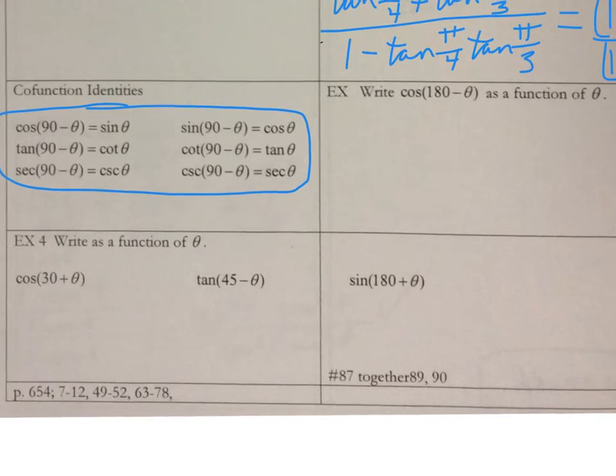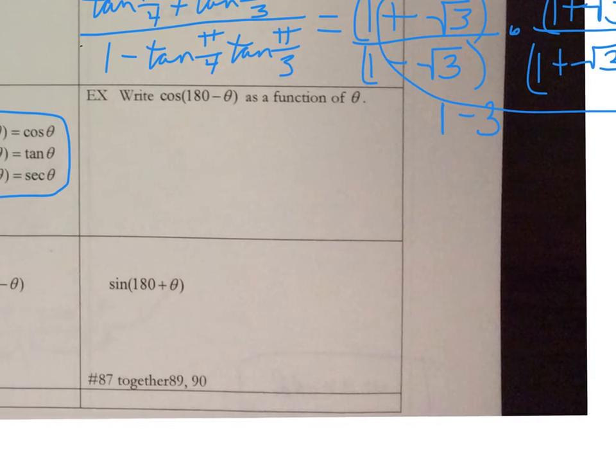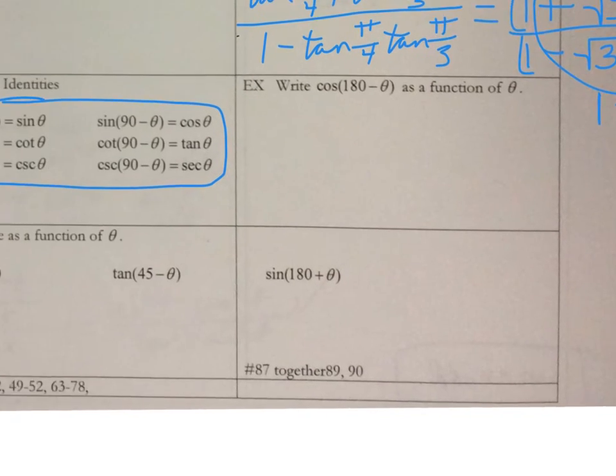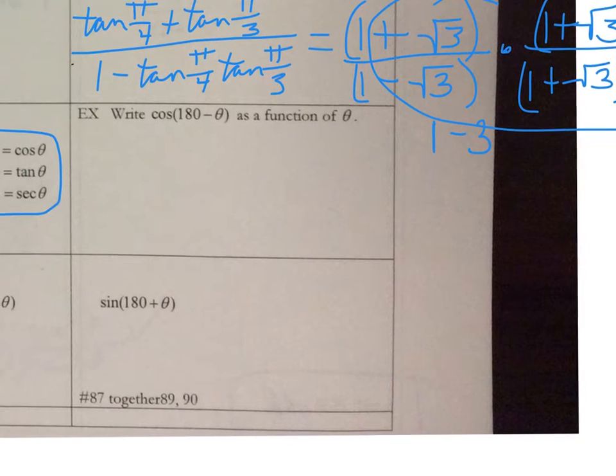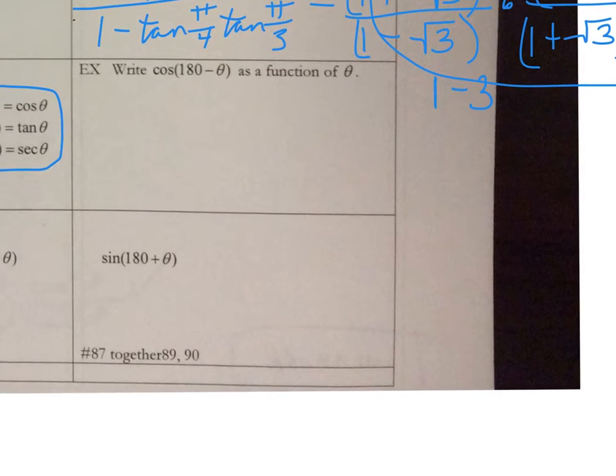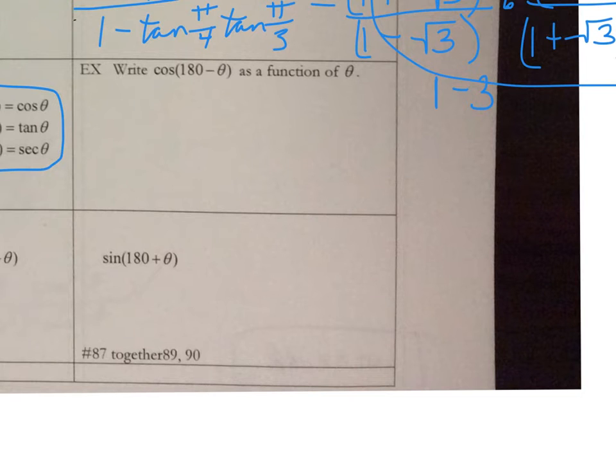But what we are going to do are these kinds of problems, like I have in the last several examples here, where it says write cosine of 180 minus theta as a function of theta. Well, what does that mean to do? It means just to go ahead and apply the difference identity for cosine and see what you get.